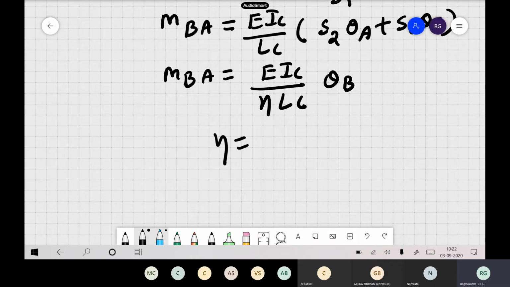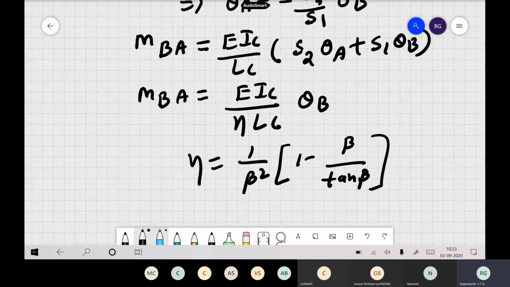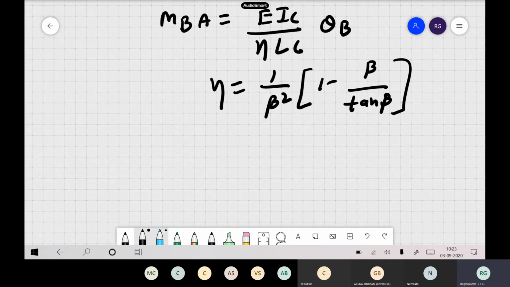This can be written as 1 by beta square, into 1 minus beta by tan beta. Now you have to substitute S1, S2 with the axial forces. We have those complicated expressions with tan beta, cot beta. If you substitute and do some algebra, you can nicely express it like this. So now MBA is over.